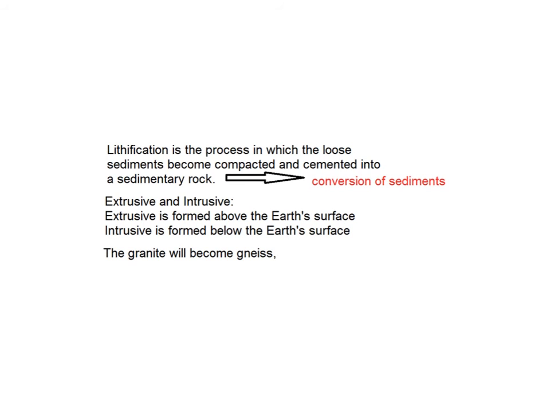Okay, lithification is a conversion of sediments. Always remember that. It's when the sediments become compacted and cemented into a sedimentary rock. Extrusive is formed over the Earth's surface. Intrusive is formed below. And then granite, like I said in the end, will always become a gneiss under heat and pressure.